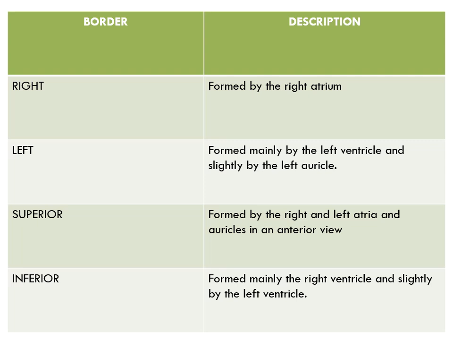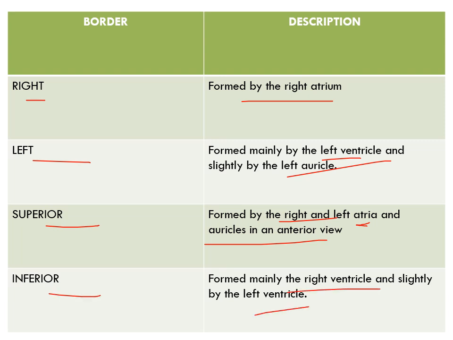So just to recap the borders of the heart, the right border, like I said, is formed by the right atrium. The left border is formed largely by the left ventricle and partly by the left auricle. The superior border is formed largely by the right and left atria and their auricles in anterior view. And then finally, the inferior border is formed mainly by the right ventricle and slightly by the left ventricle.